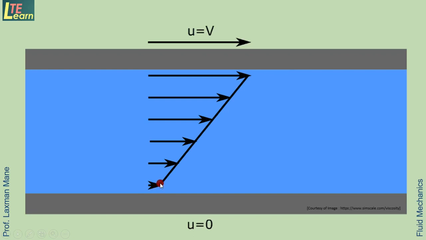Now as the distance from this plate in the upward direction increases, the velocity increases. So at the top here the fluid is flowing with velocity equal to capital V, that is called the free stream velocity.